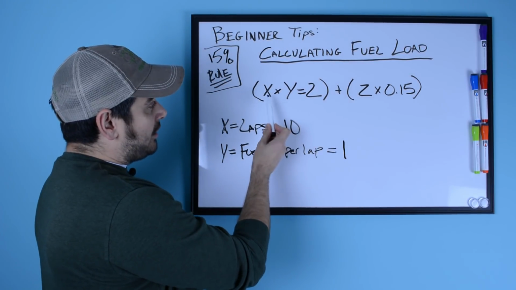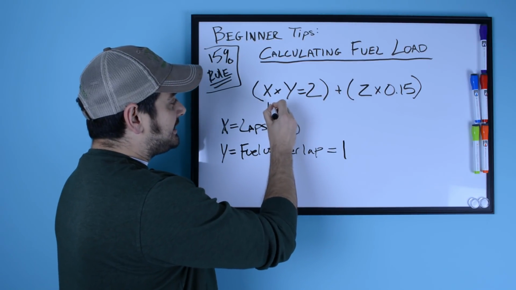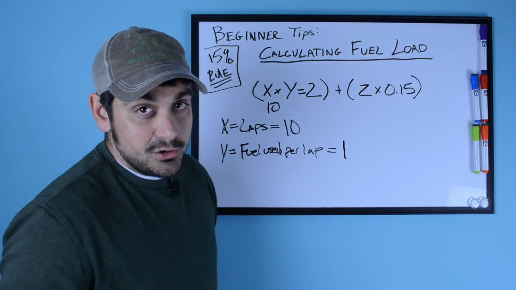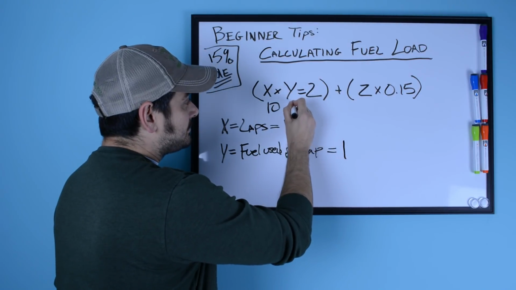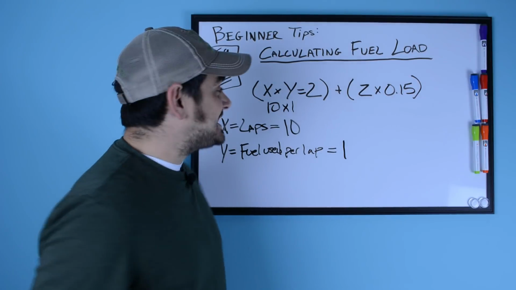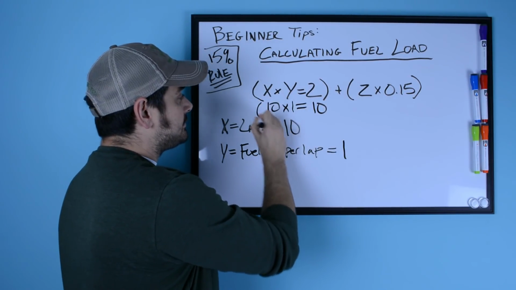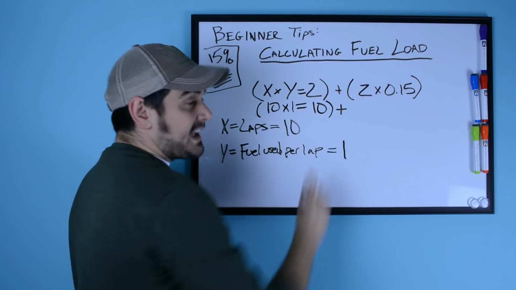So we've got now X and Y, okay? So we know we're going 10 laps. We know that we use 1 gallon per lap. So we've got 10 times 1, obviously, is 10. So Z equals 10. But then that's not it.